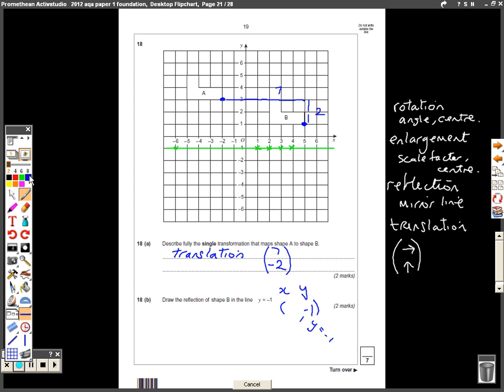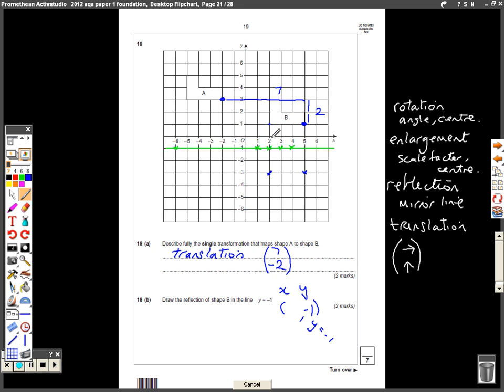Now we're interested in reflecting shape B. So here's my shape B. I could use tracing paper and fold the tracing paper over and see where it comes to. But it will remain the same distance away from the mirror line. Now at the moment it's 2 units away, so it must still be 2 units away. So this corner will go to that corner. This corner, 2 units away, 2 units away.